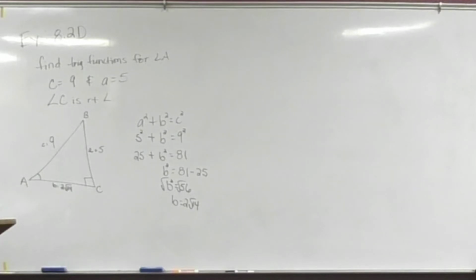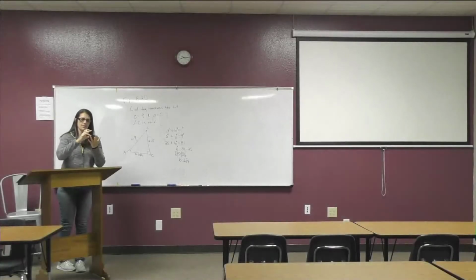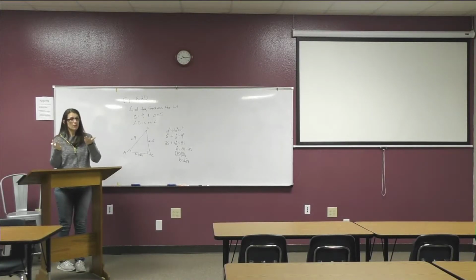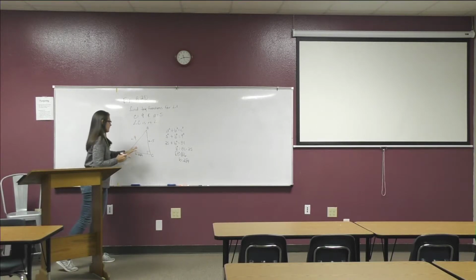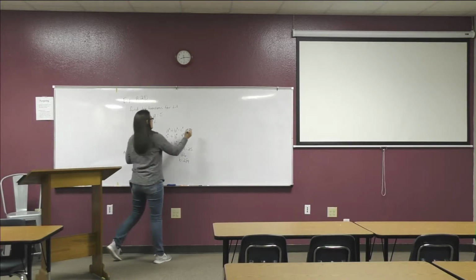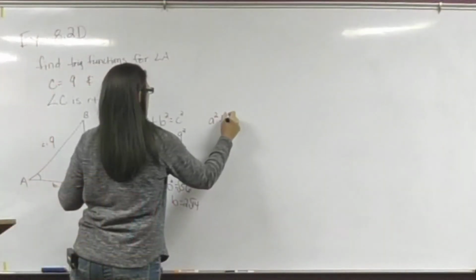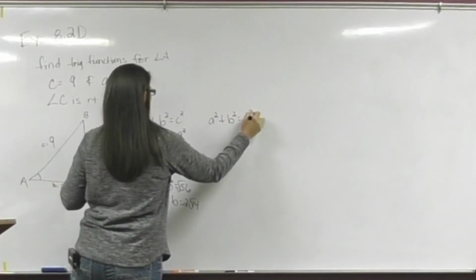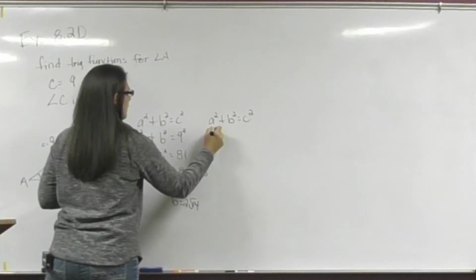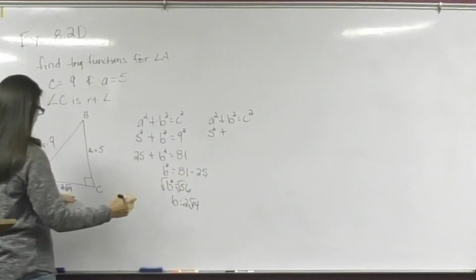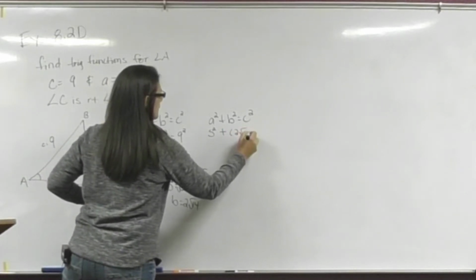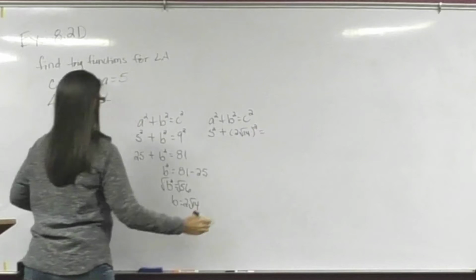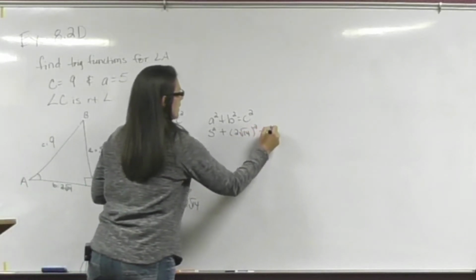So we're going to take a second and we're going to check it, because when I'm plugging in numbers for opposite, adjacent, and hypotenuse, I want to make sure that they're the right numbers. So let's just check this and make sure that this is true. So checking this. A is 5 plus B, I'm thinking, is 2 square root of 14 squared, and then C is 9.